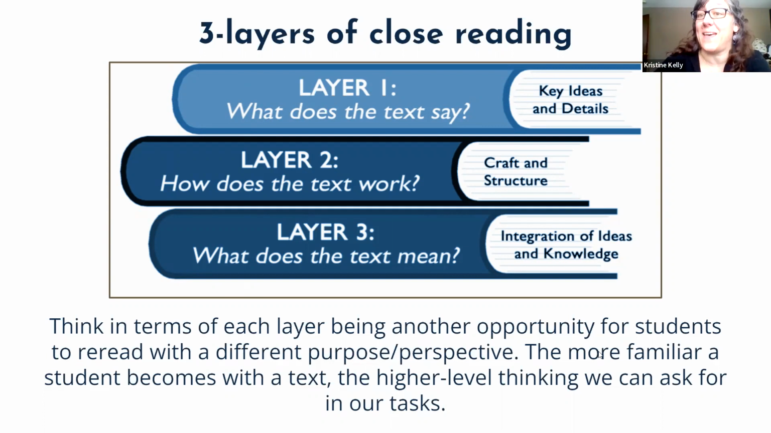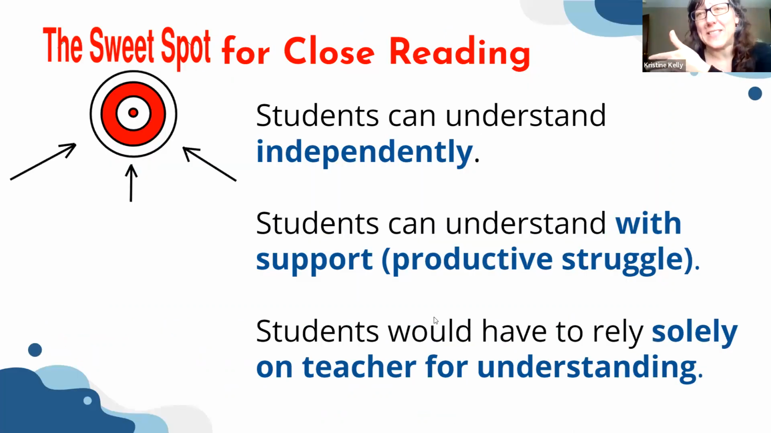We want to build up to that if we're doing close reading. So what is the sweet spot for close reading? Well, we have independent text where students can understand 95% or more of the words. They're not really struggling. It's pretty much right there for them to understand, as opposed to a text that students would have to rely solely on a teacher, like they can't, or they have a dictionary.